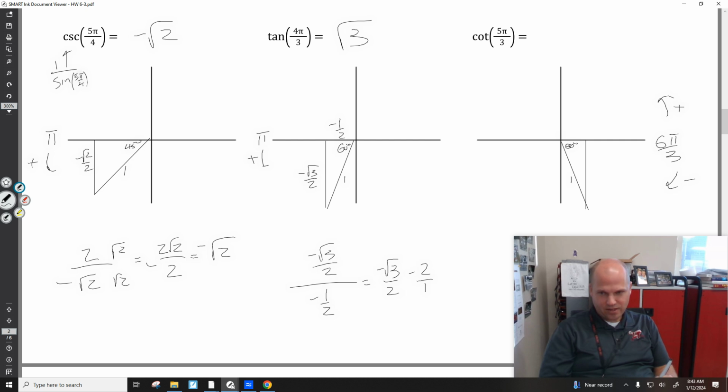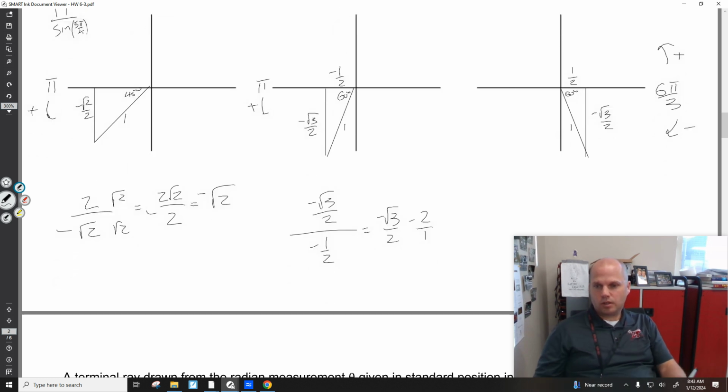But if you exaggerate, you can very much see shorter length, longer length. That's so important with your 30, 60, 90 triangles. The differentiation between the longer length and the shorter length. 1/2 is shorter than root 3 over 2. Root 3 is bigger than 1. Root 3 over 2 is bigger than 1 over 2.